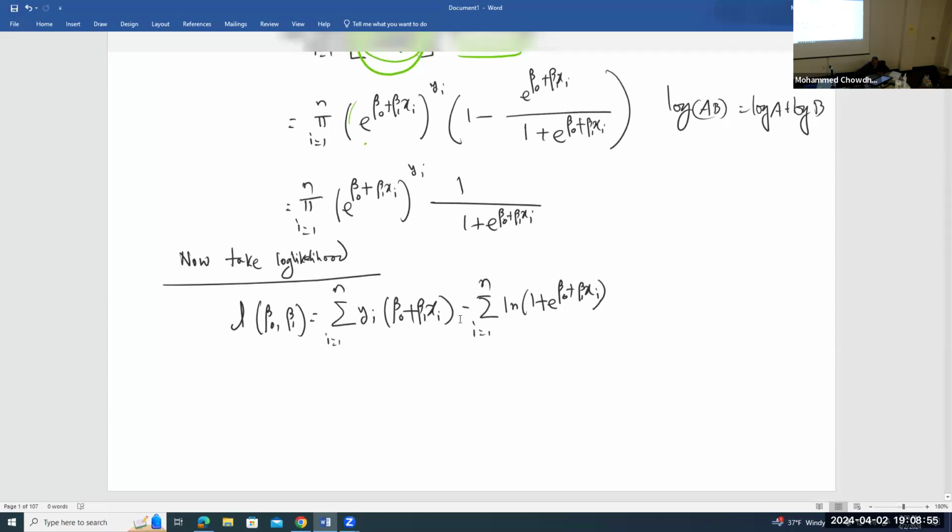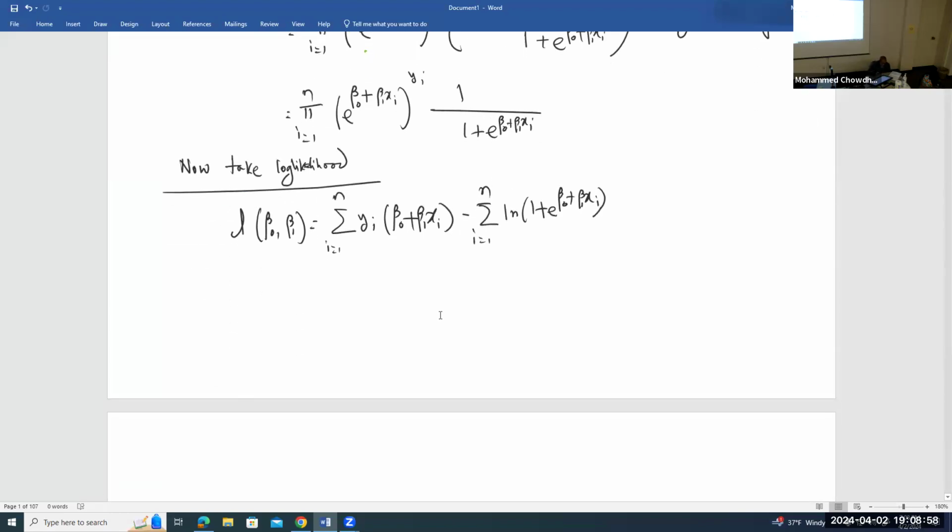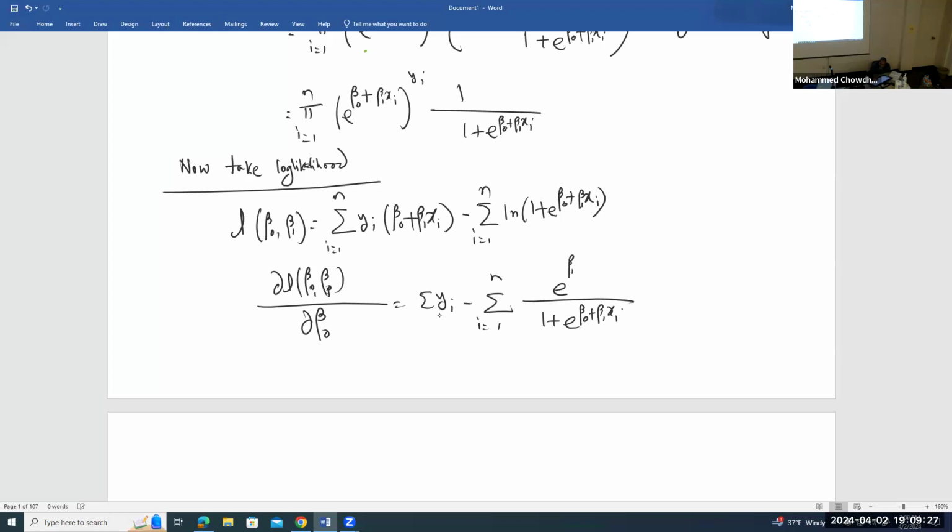Now you have to derive the first order and second order derivative with respect to beta 0, beta 1. If you do this with respect to del of beta 0, then you are getting here the sum of yi minus the sum over i goes 1 to n of 1 over 1 plus e to the power beta 0 plus beta 1 xi, and then you have e to the power beta 0 plus beta 1 xi. With respect to beta 0, when you differentiate, you got this.